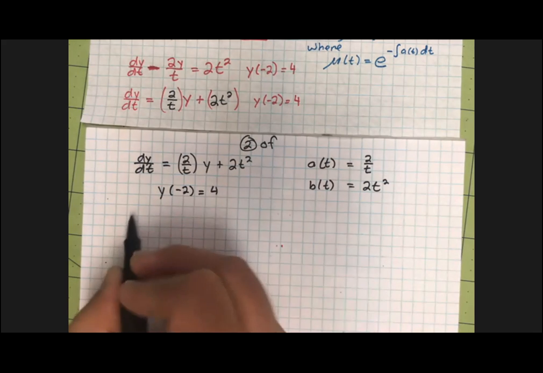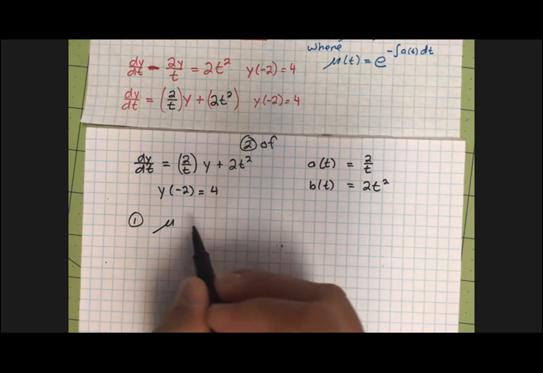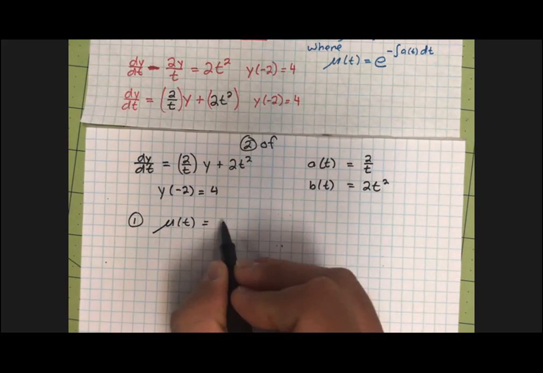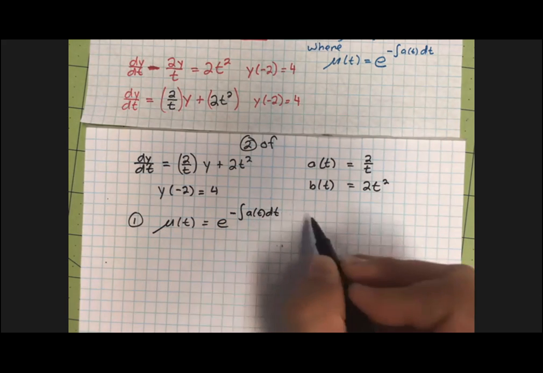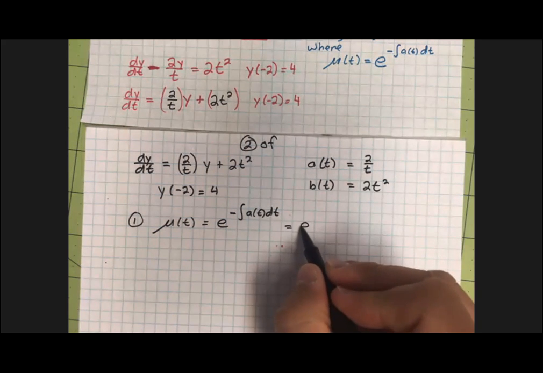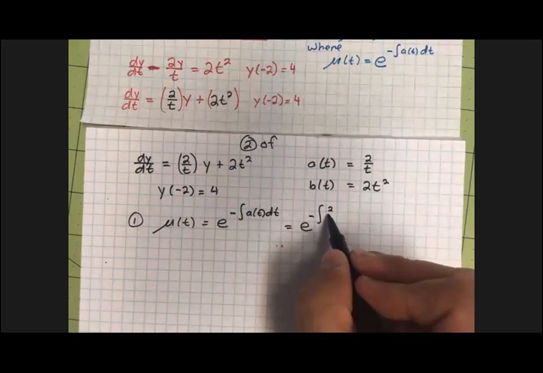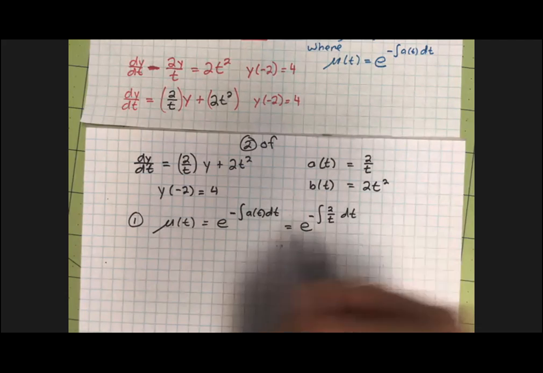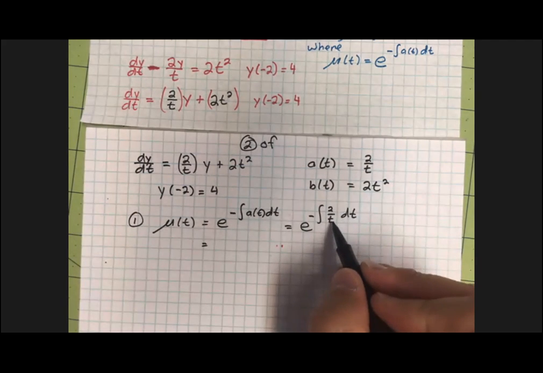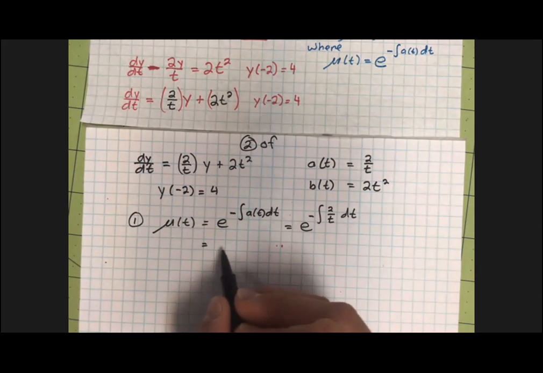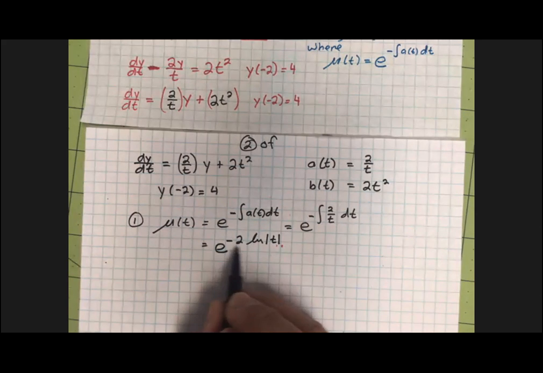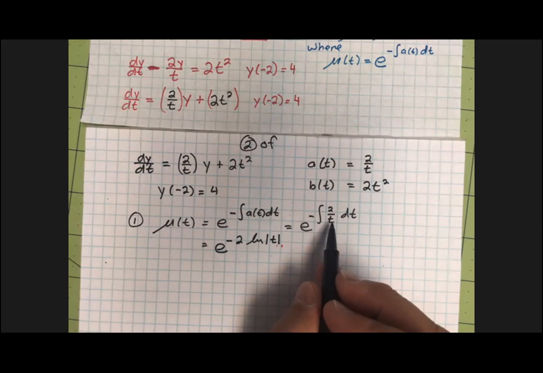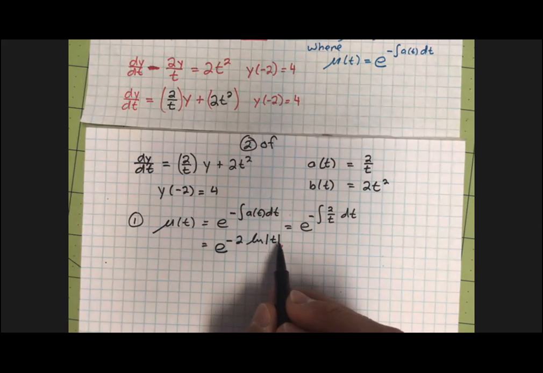Here's the initial condition. So step one is, what's mu? So mu of T is the exponential of the opposite of the integral of A of T with respect to T. Let's fill in A of T. Exponential of the opposite of the integral of 2 over T dt. Let's keep going. This is 2 times 1 over T. The integral of 1 over T is log T. So this is exponential of the opposite of 2 times log absolute value of T. Don't throw away the absolute values. The integral of 1 over T is the log of the absolute value of T, not just the log of T.